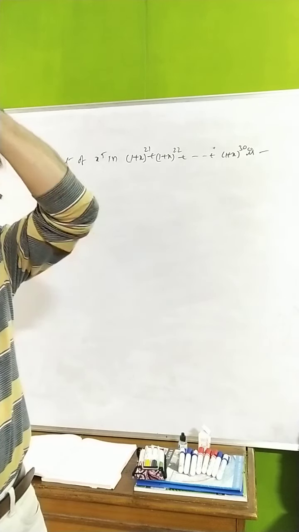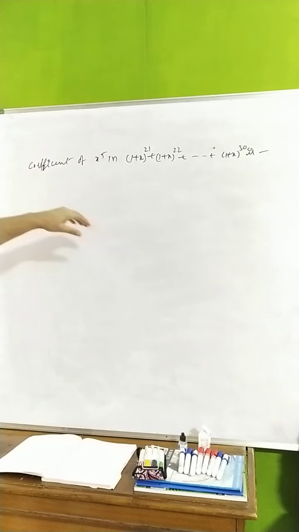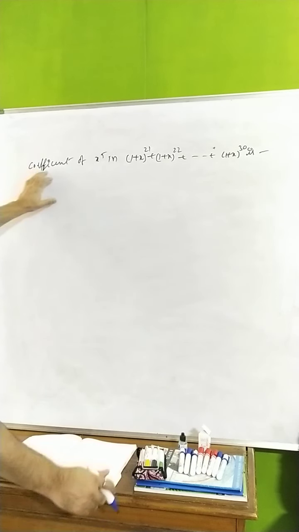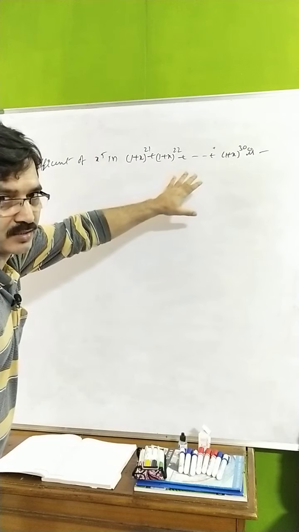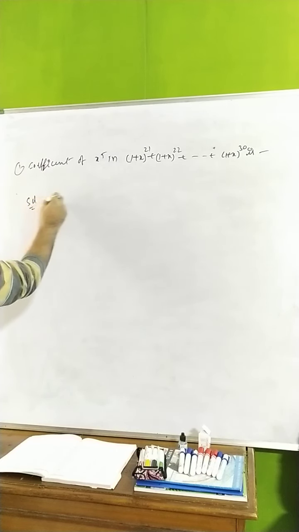This is the second part of the binomial theorem. Today we are going to start with this one. See, the coefficient of x to the power of 5 in this one is given. Right, so to solve this one, do one thing here.